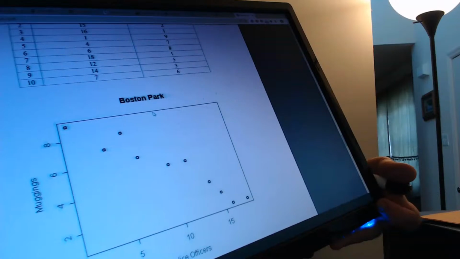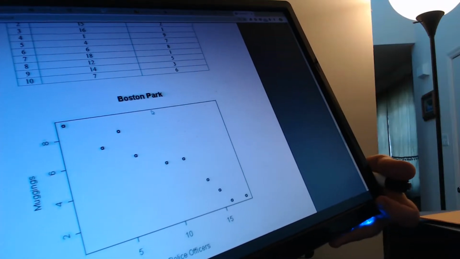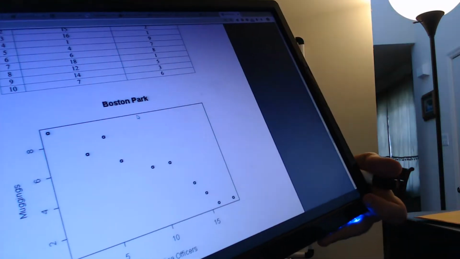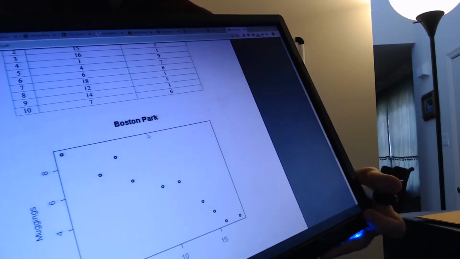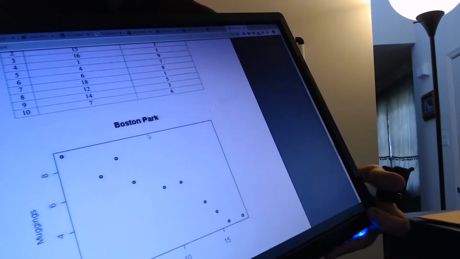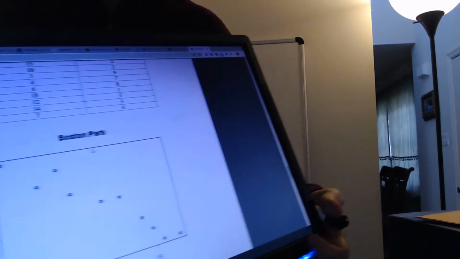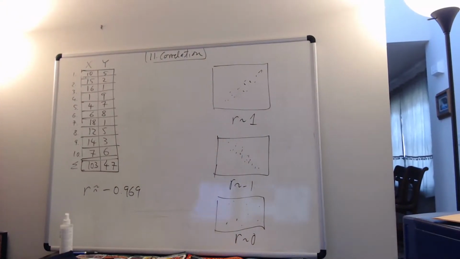The points are going from the top left corner to the bottom right corner. So that's when you get the negative correlation, and we call it negative correlation. Then the R is going to be a negative number. The Pearson correlation coefficient will be a negative number. Okay? Not a surprise. Again, the more police officers you put on duty, the fewer muggings you're going to have. So that is common sense. Okay? So that calculation is there.